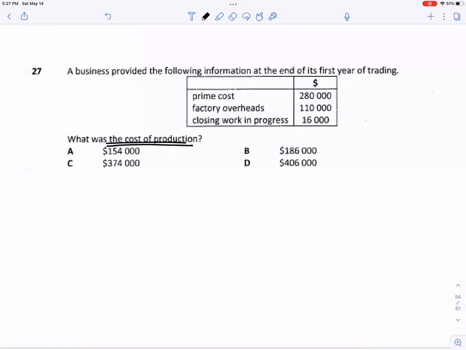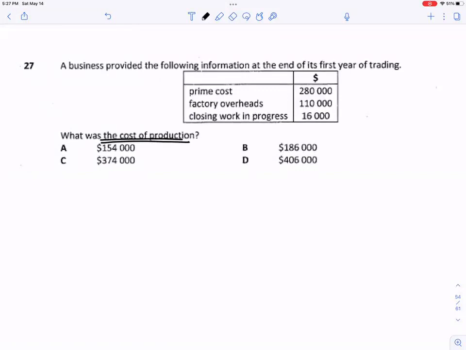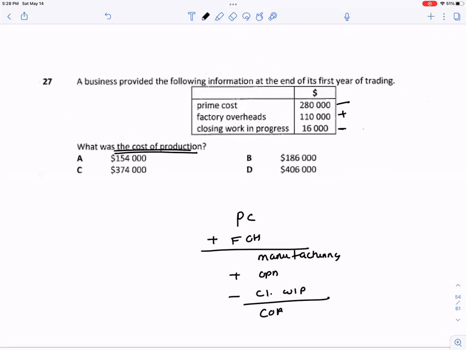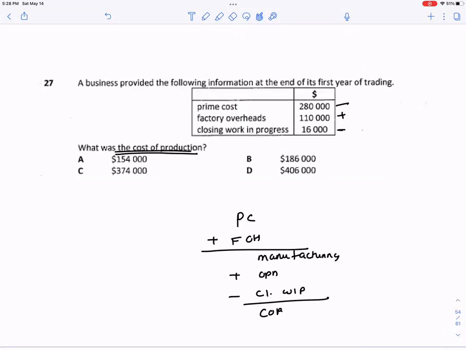How do you get cost of production? Prime cost plus factory overheads less closing work in progress. Exactly. Prime cost plus factory overheads gives you what? Manufacturing costs. Add opening work in progress, minus closing work in progress, would give you what? Cost of production. So this plus this and minus this. Correct? It's C.